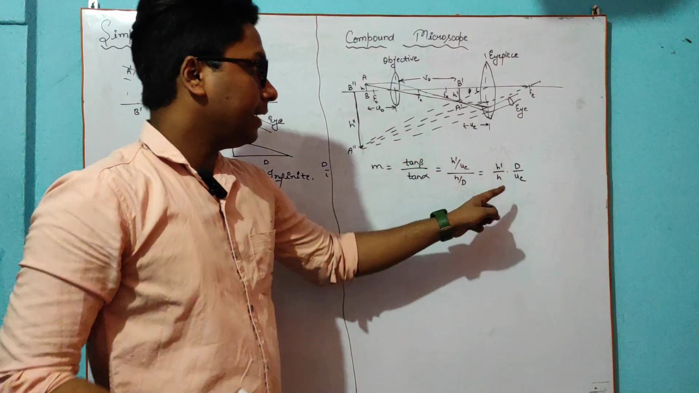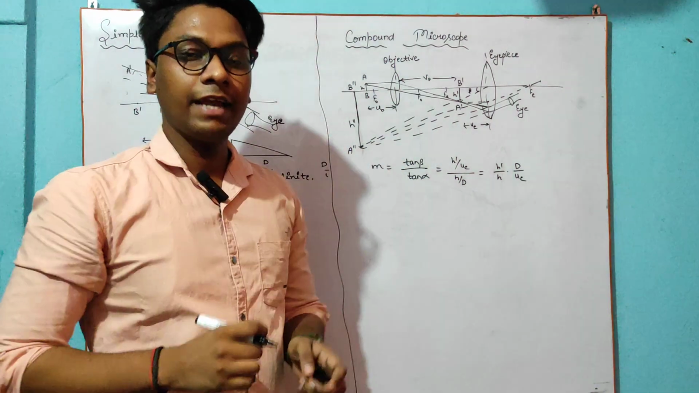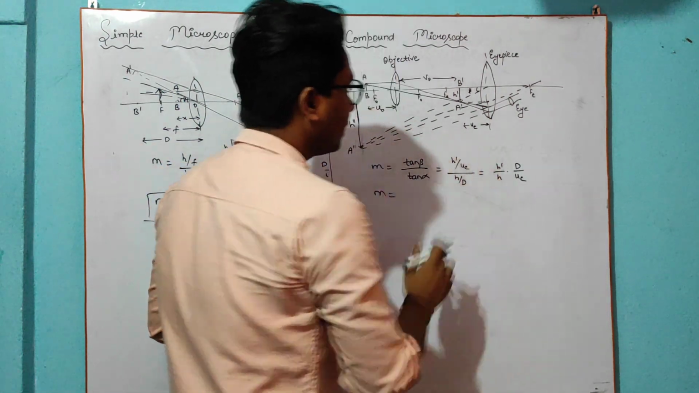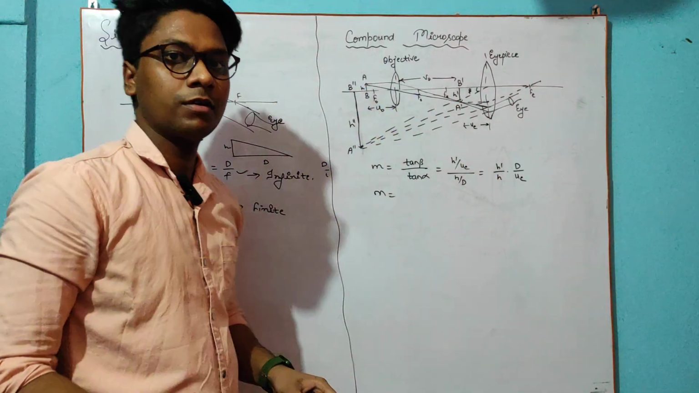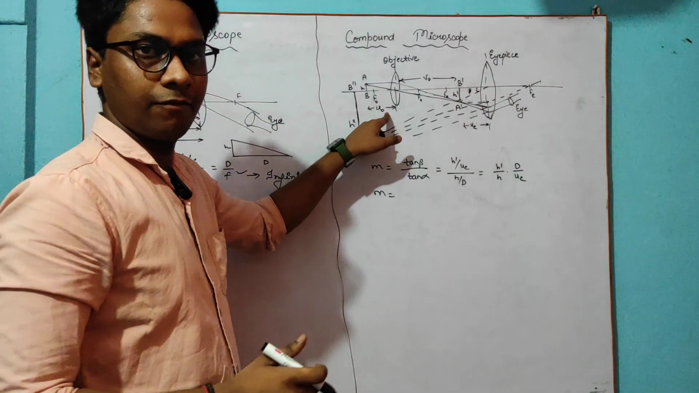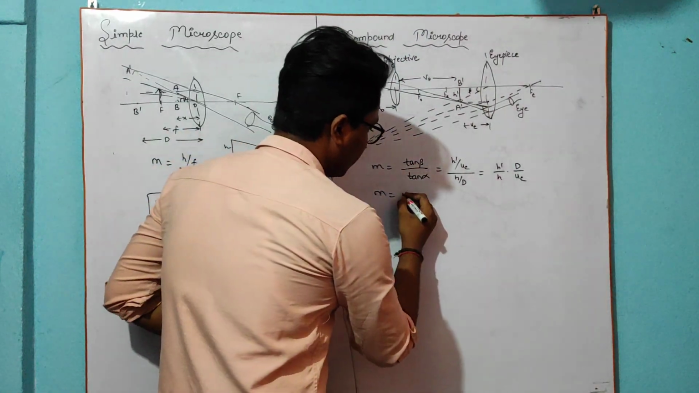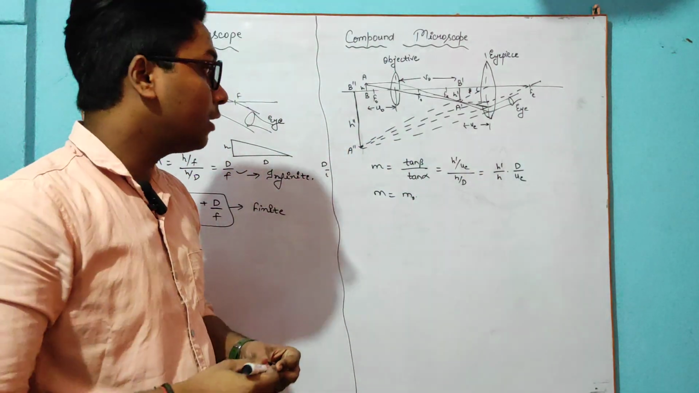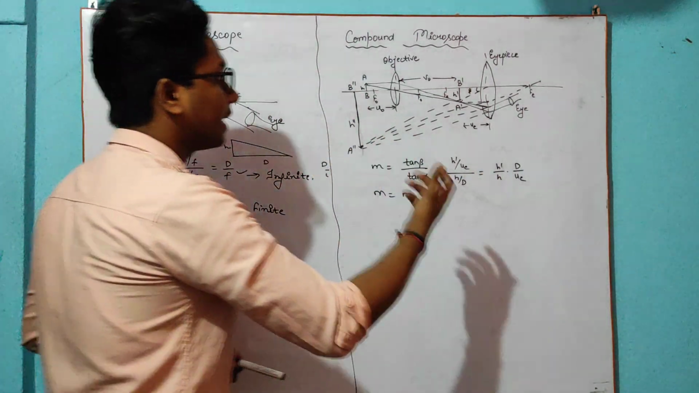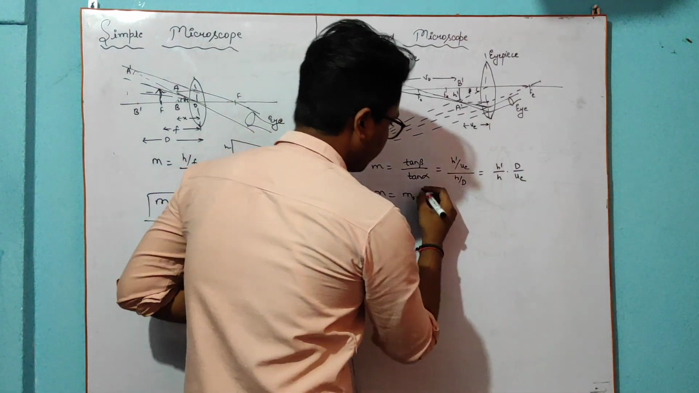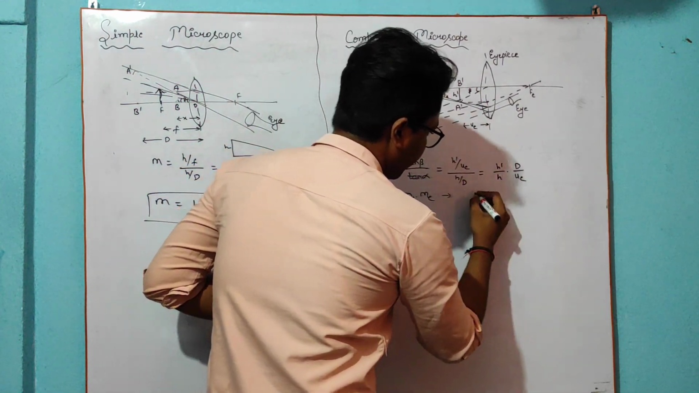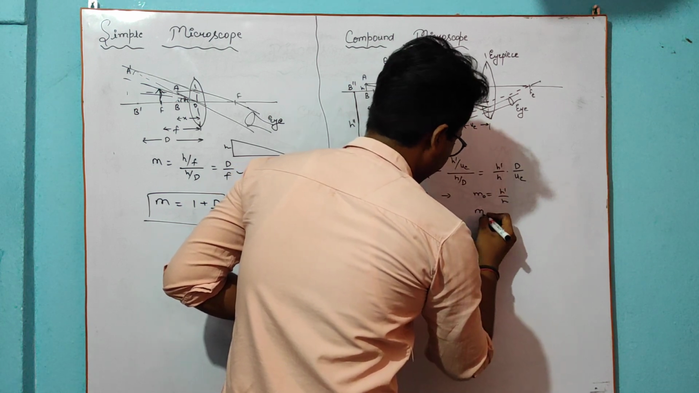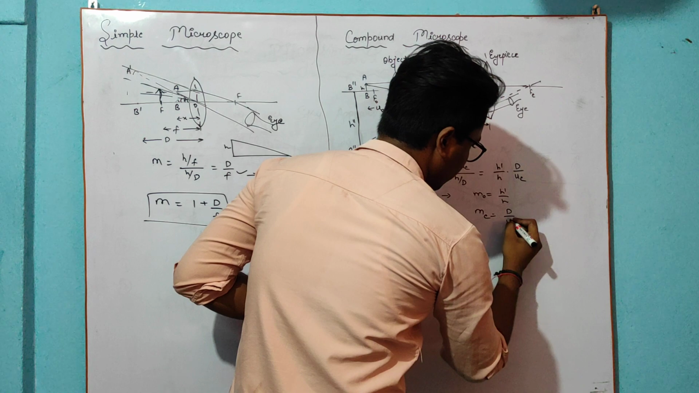Now in lenses we define a term called magnification. So M is equal to what? This h dash upon h is what? It is the magnification of this objective lens. So let's denote it by m naught, into d upon ue. d upon ue is what? It is the magnification of this eyepiece. Let's suppose this is me, where m naught is h dash upon h, and me is d upon ue.